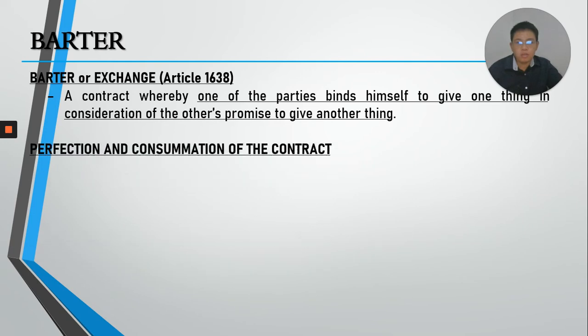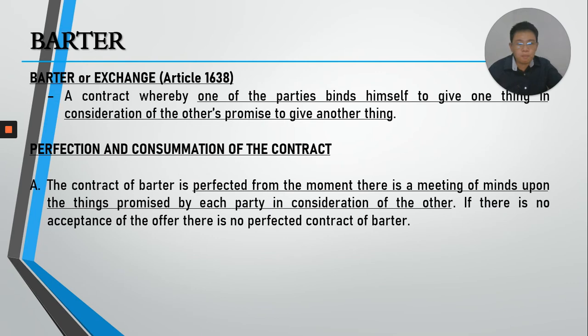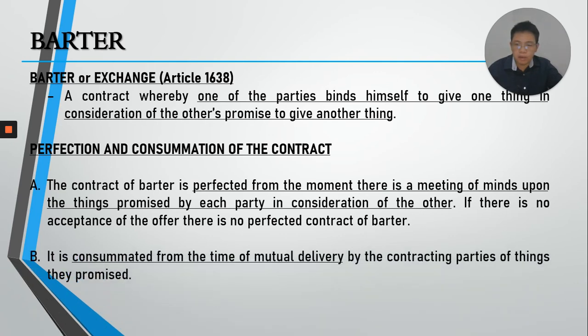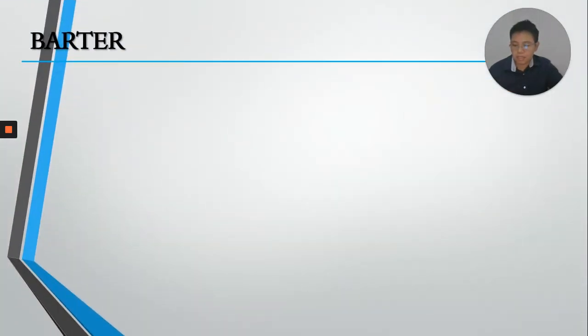So anyway, take note of the rules in perfection and consummation of the contract of barter. So perfected from the moment there is a meeting of minds upon the thing promised by each party in consideration of the other. So nag-agree na sila kung ano yung ipagpapalitan nila na object. Very simple. So, magkakaroon ng perfected contract. So, if there is no acceptance of the offer, there is no perfected contract of barter. It is consummated at the time of mutual delivery by the contracting parties of the things they have promised.